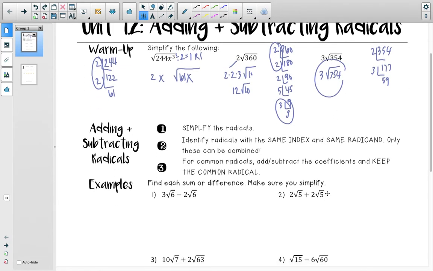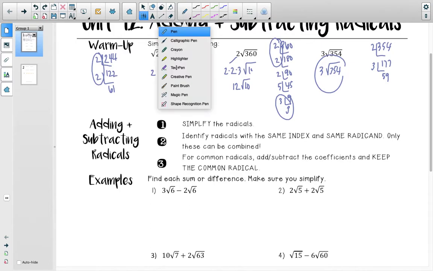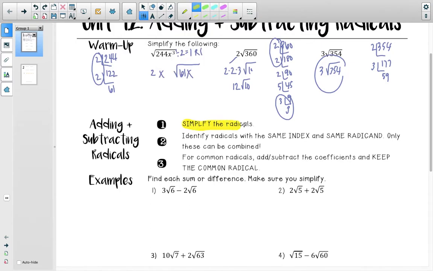All right. Adding and subtracting radicals. So the important thing about this is that you need to simplify the radicals first, okay? And then to be able to add and subtract, they have to have the same index and the same radicand. So what that's saying is the same type of radical. So square roots with square roots, cube roots with cube roots, and then the same thing under the radical. Same value would be the better word.